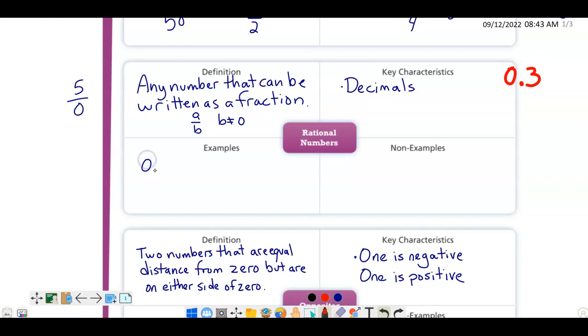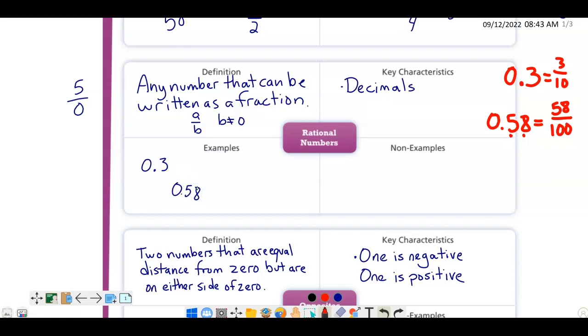So 0.3 is a rational number. Okay, how about 0.58? Can you write that as a fraction? Yeah, sure. You can just write 58 over the place value. What place value is it in? Hundredths. 58 hundredths. There's a fraction. So that's kind of getting easier here.